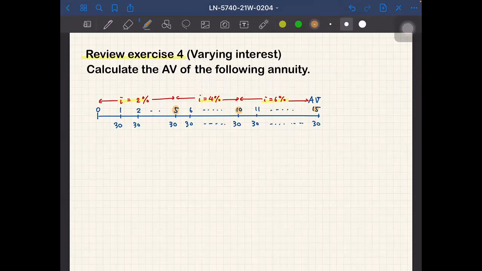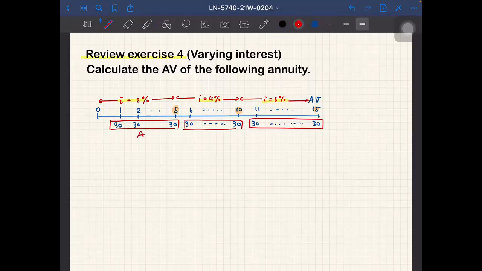So here we have 15 payments, but we have 3 types of payments: the first 5, the next 5, and the last 5. Say this as A, this as B, and this as C. We calculate the accumulated value of A at 5, and we also calculate the accumulated value of cash flow B as X sub B, and then the accumulated value X sub C here.